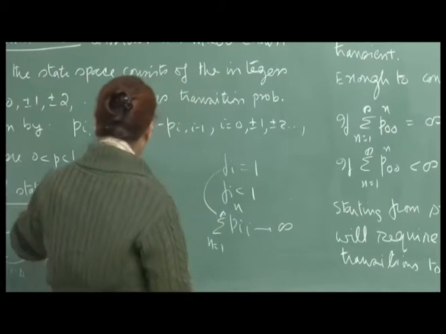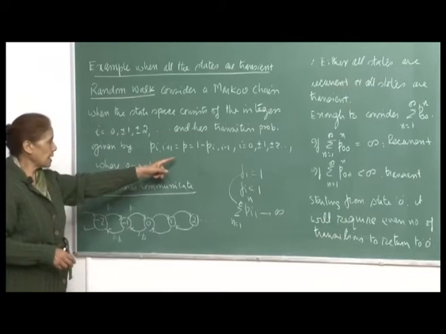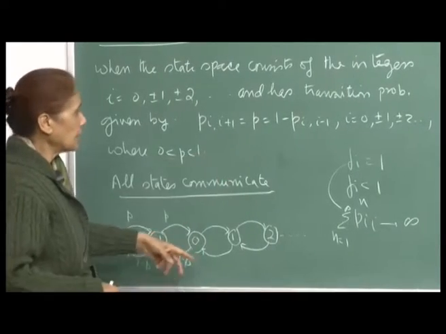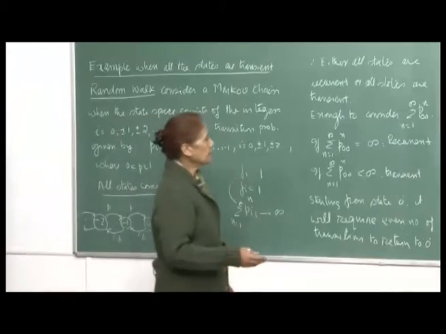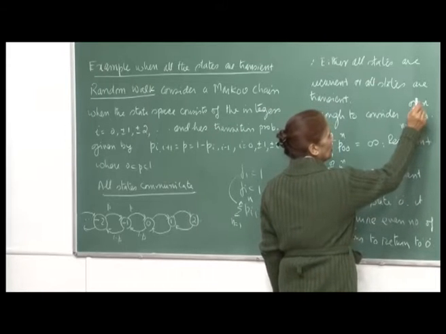And since all states are behaving in exactly the same way, because the probability of going forward or backward is the same, it is enough if we consider the sum over n varying from 1 to infinity of p_00^(n).